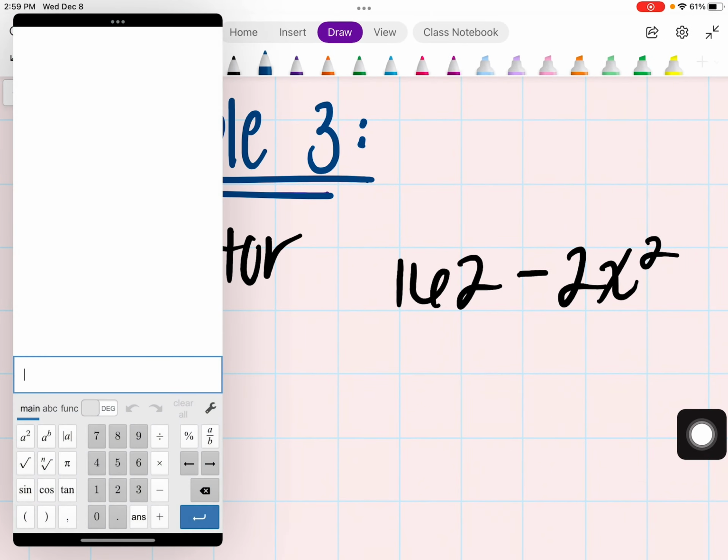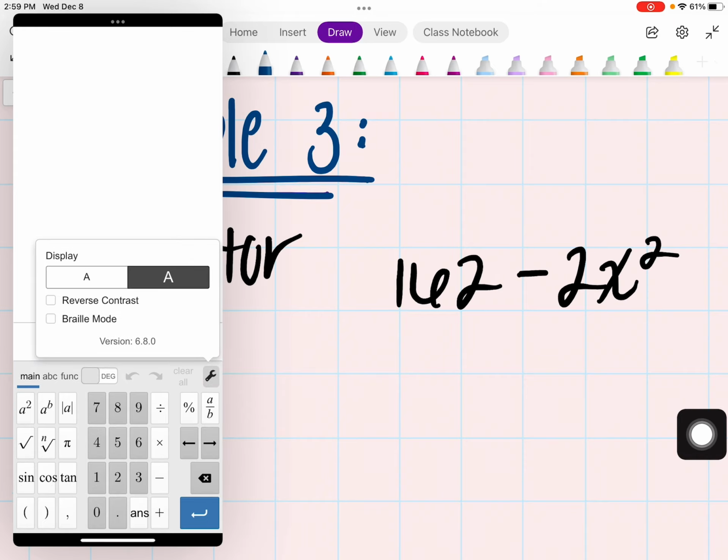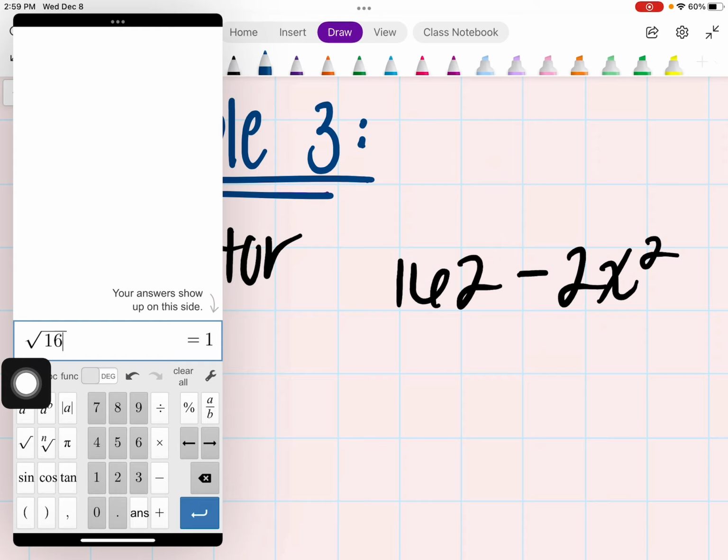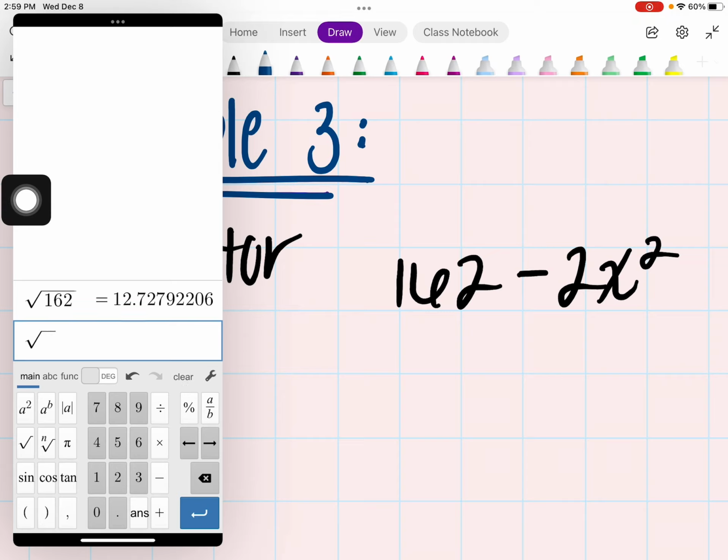In this case, I'm going to take the square root of each of the terms. If it gives me a whole number, then it is a perfect square. If it gives me a decimal, then it's not. So the square root of 162 gives me a decimal, so it's not a perfect square. If I try with the 2, it's also not going to be a perfect square.